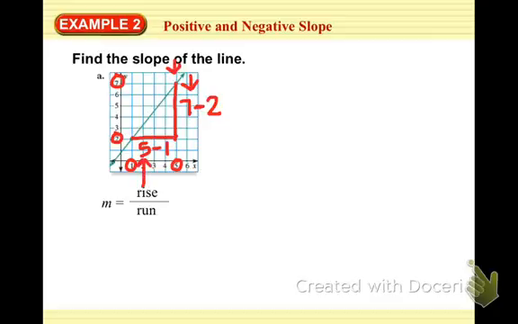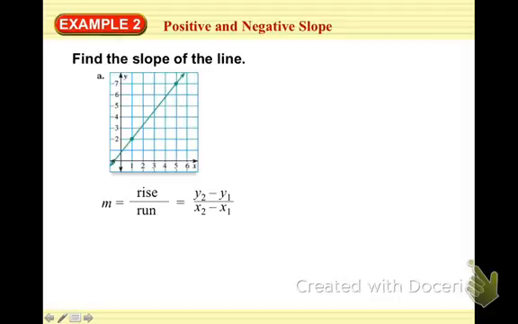Okay? So you always want to be using the coordinates in the same order in your numerator and in your denominator. So if we have the rise would be 5. 5 minus 1 is 4, so our slope would be a positive 5 over 4. So let's take a look at the notation that we would use.